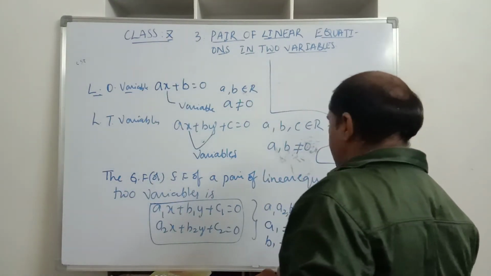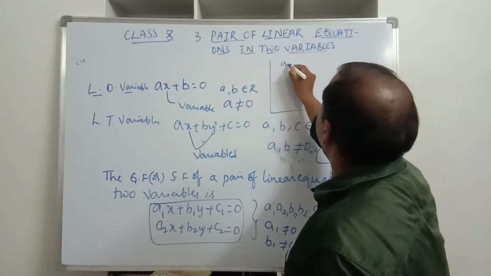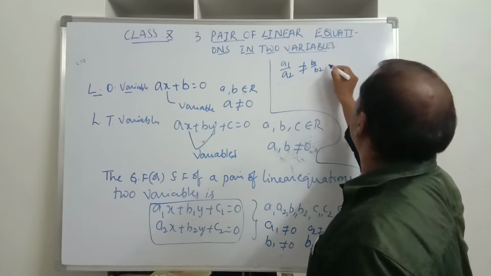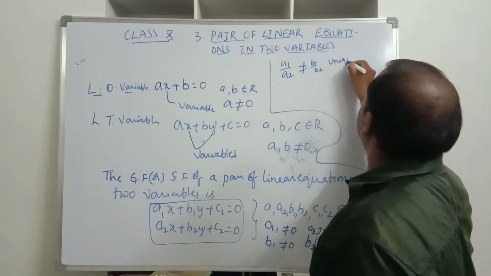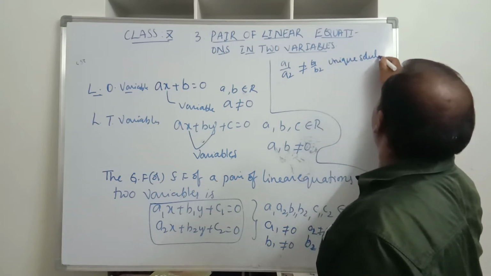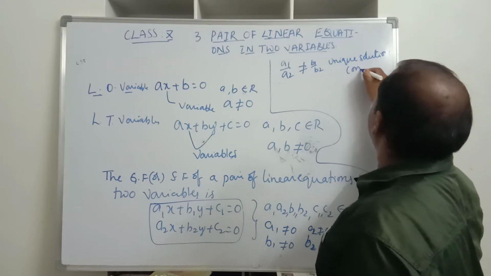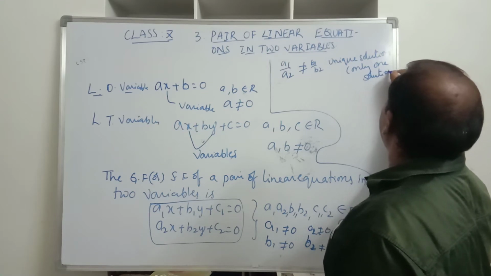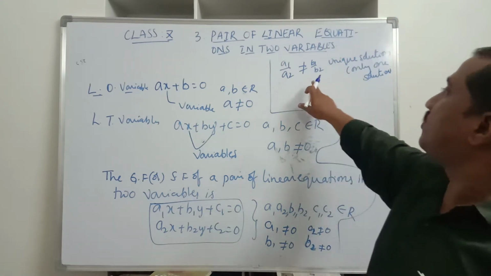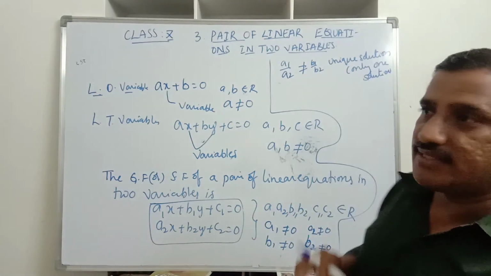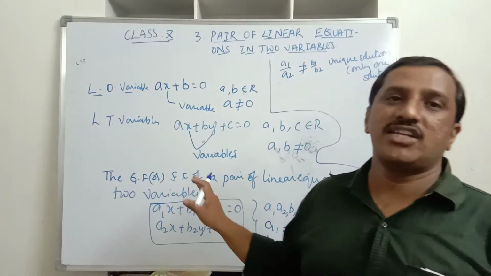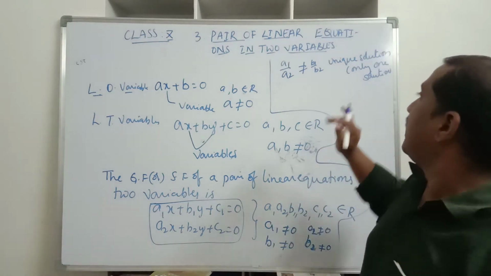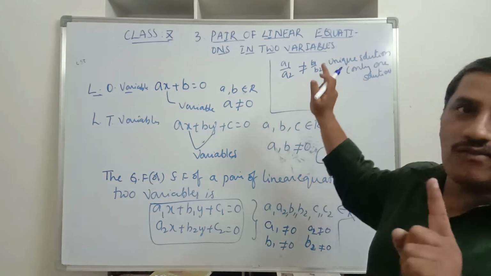When it is possible: the coefficients a1 by a2 is not equal to b1 by b2. Then they have a unique solution. Unique solution means only one solution will be there for the given pair of linear equations. So in this situation we use the algebraic methods, that is substitution method, elimination method, or cross multiplication method.